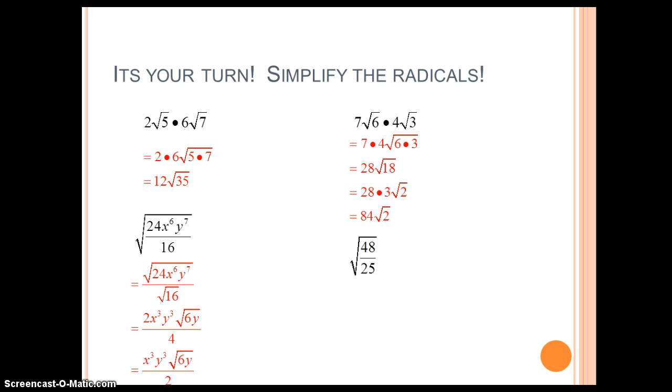Last example, square root of 48 over square root of 25. We want to simplify square root of 48 and square root of 25. Square root of 48 comes out to be 4 square root of 3. And the square root of 25 is 5. So we get 4 square root of 3 over 5.